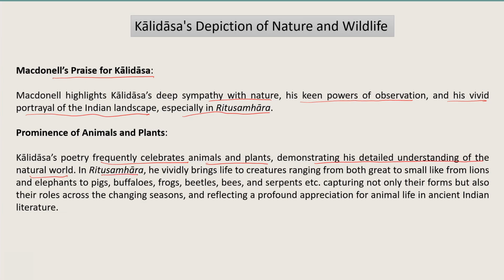In Ritusamhar, he vividly brings life to creatures ranging from great to small, from lions and elephants to pigs, buffaloes, frogs, beetles, bees and serpents, etc., capturing not only their forms but also their role across the changing seasons and reflecting a profound appreciation for animal life in ancient Indian literature.